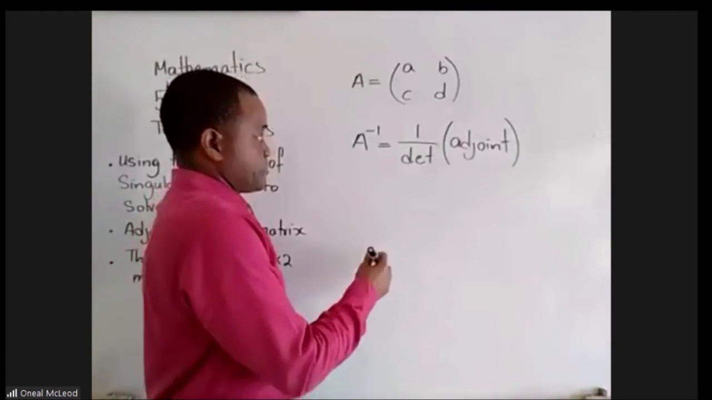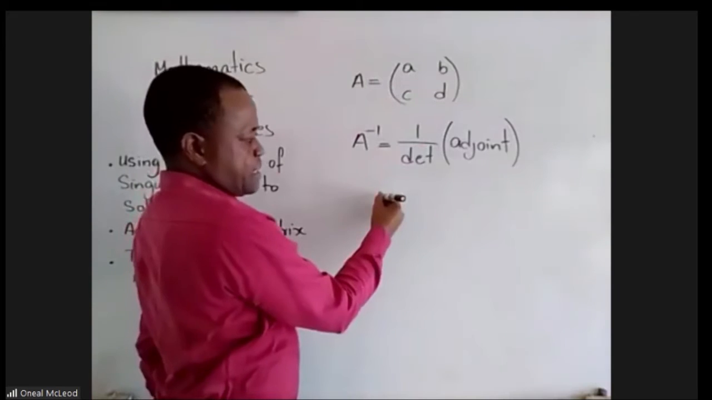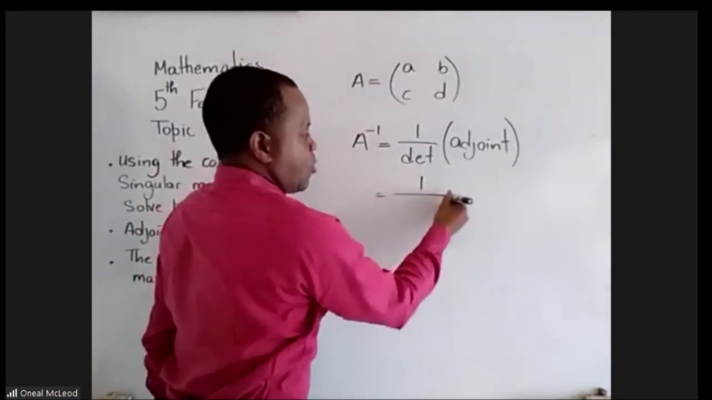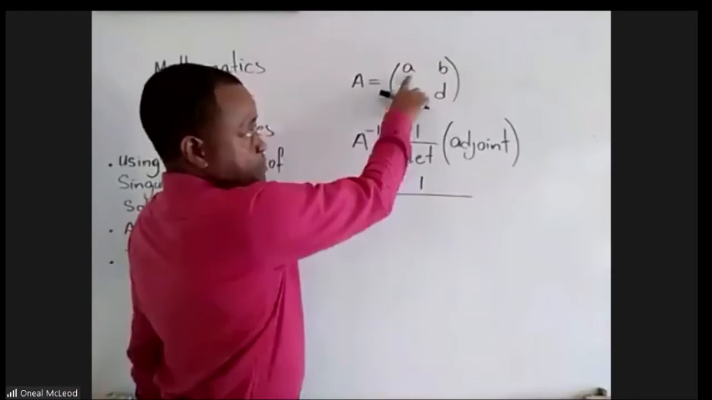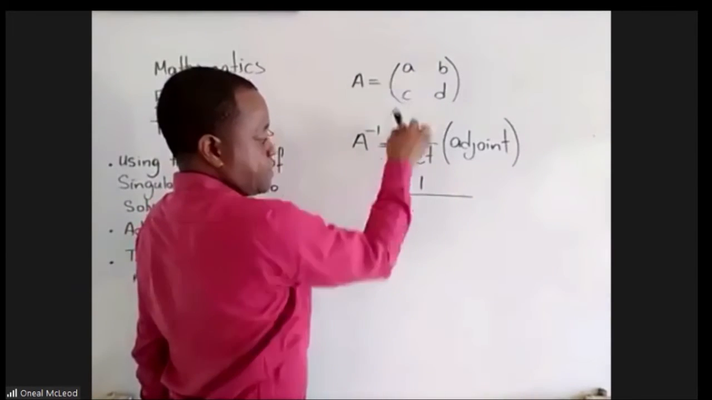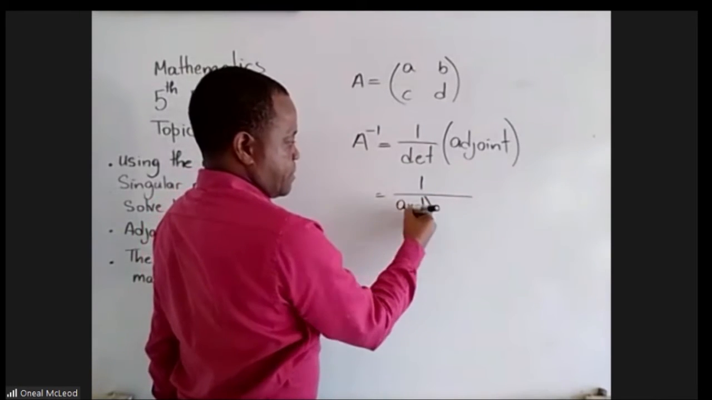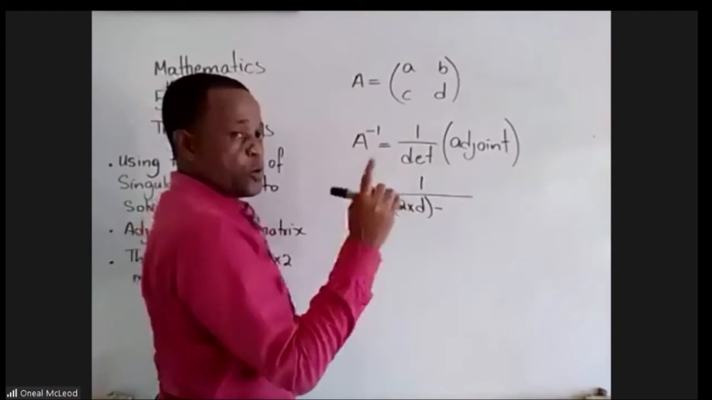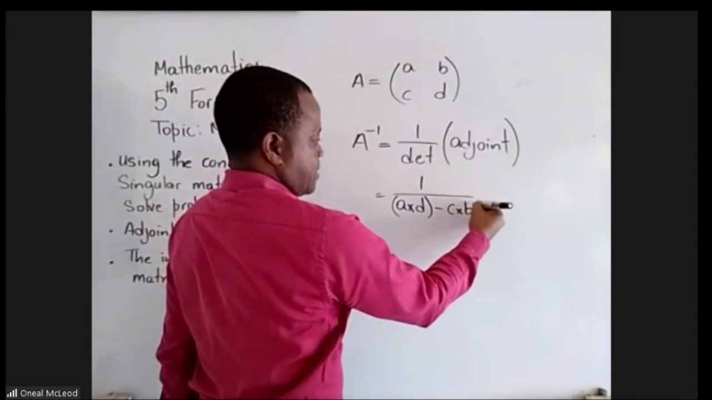So let's go. If I want to find the inverse of this matrix, then it is going to be 1 over the determinant. How do we find the determinant? Product of the leading. So it's going to be A times D minus the product of the non-leading, which is C times B.